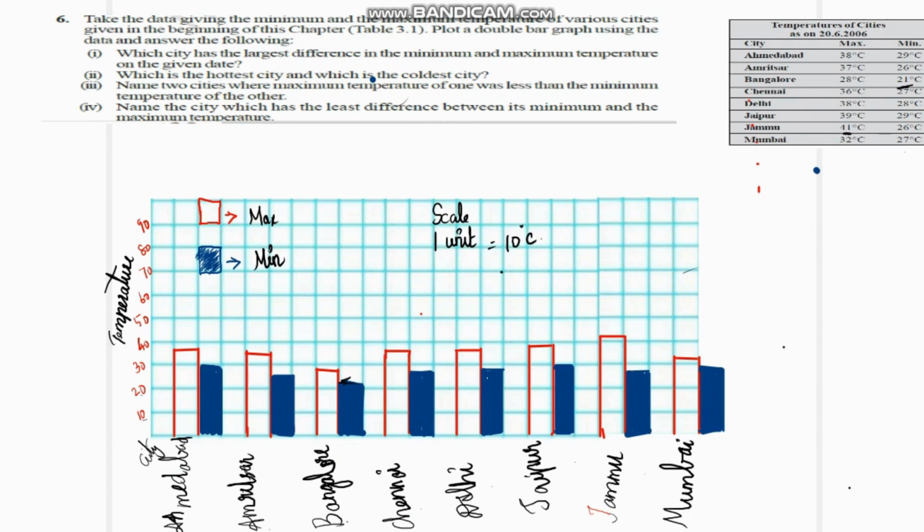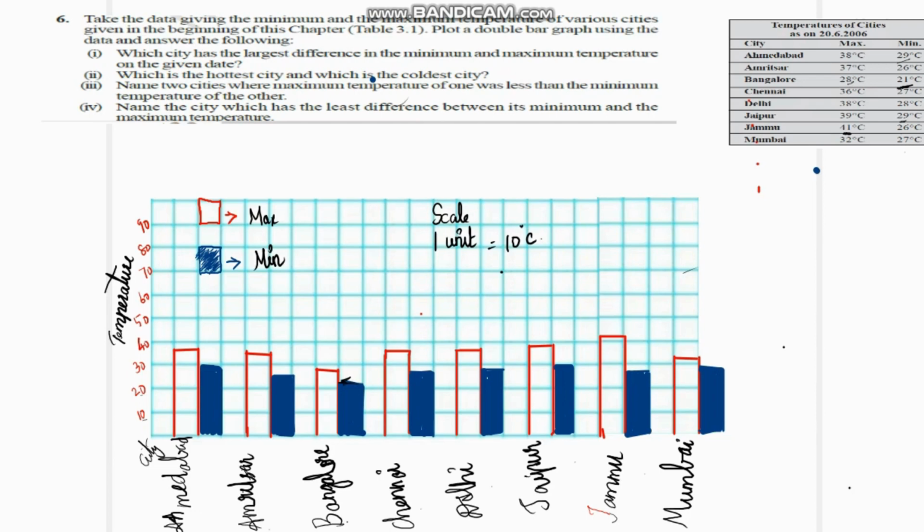Is there any temperature higher in the minimum than the maximum temperature of 38? No. 37? Is there any temperature higher in minimum above 37? No. Consider 28. Is there any temperature higher than 28 in minimum? Yes, 29. 29 is higher than 28, right? And is there any other temperature? There is another temperature, Jaipur. Yes, it is higher than 28 degrees Celsius.